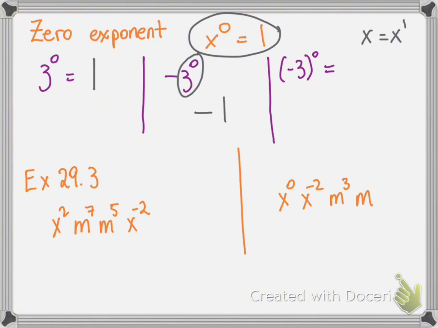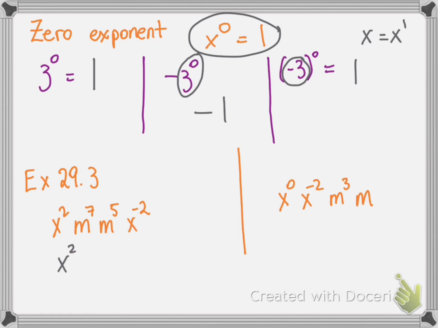Now in this case, the last one, with a parenthesis, we're saying that the whole negative 3 is to the 0 power, and in that case, the answer is 1. So be very careful if a negative number with an exponent, 0, or any other exponent has a parenthesis or not, because that will give you a very different answer. All right, let's do these examples.